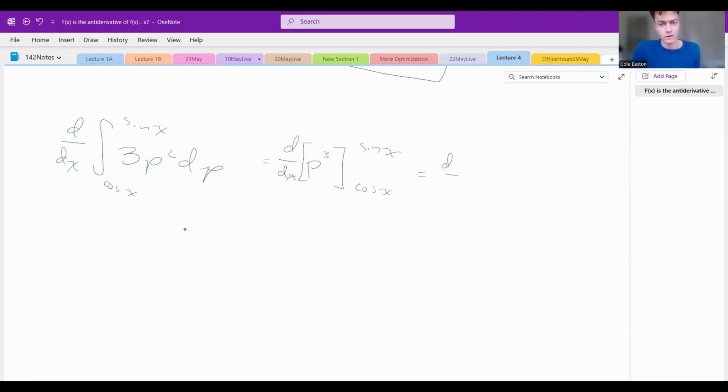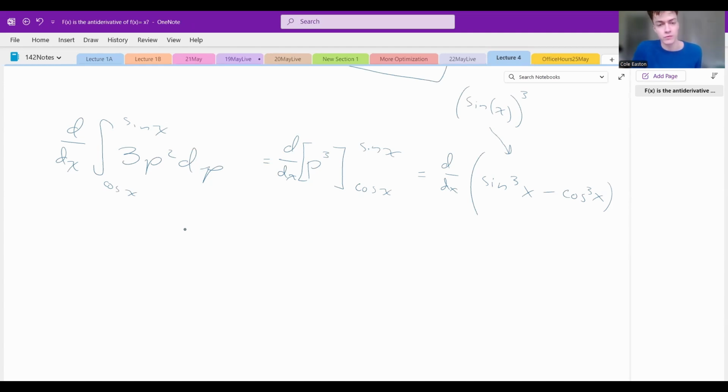So first I'm going to plug in that sine of x for the p. We end up with sine cubed of x, and then we're subtracting the other one, so minus cosine cubed of x. And remember, don't get confused by this notation. It's just notation. Sine cubed of x means sine of x all cubed, and likewise for cosine cubed of x.